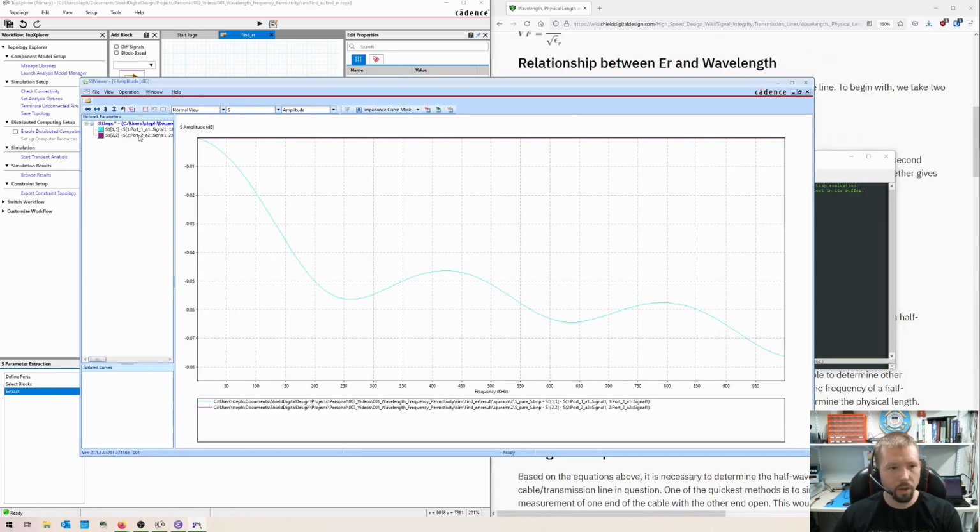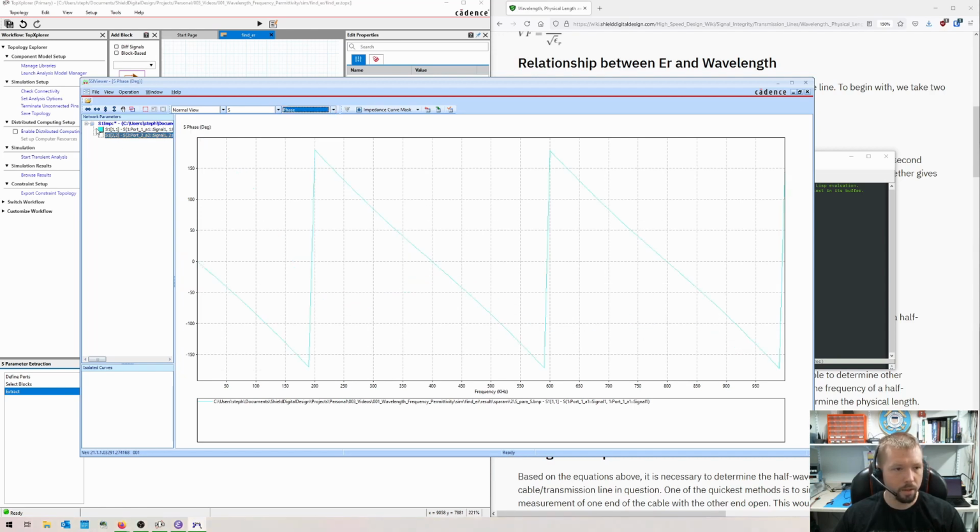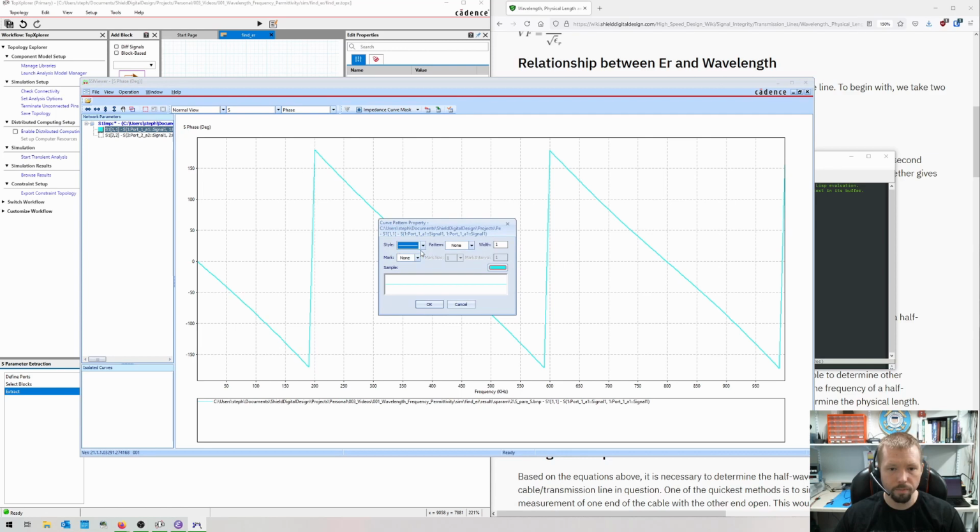All right, we've got our results here. So here's our S parameter simulation results. We want to look at only S11, and we don't want to look at the amplitude. We want to look at the phase. And that color is terrible, so let me just quickly adjust it.